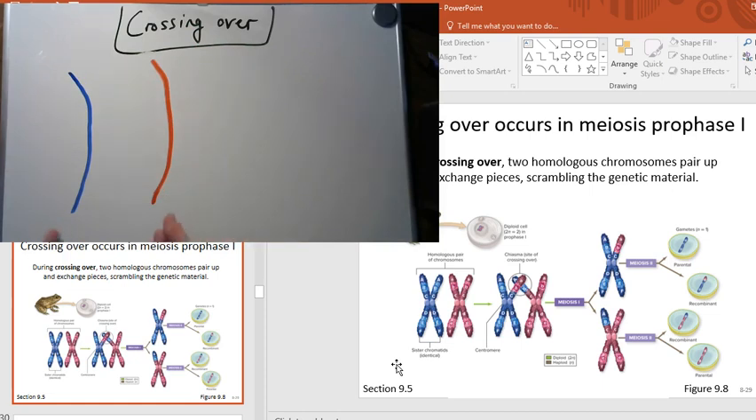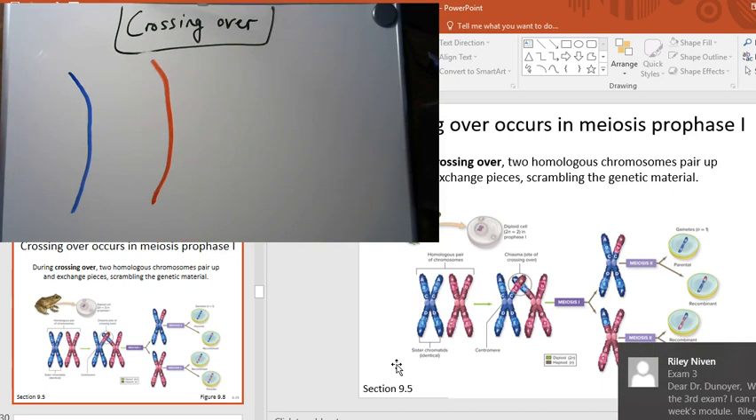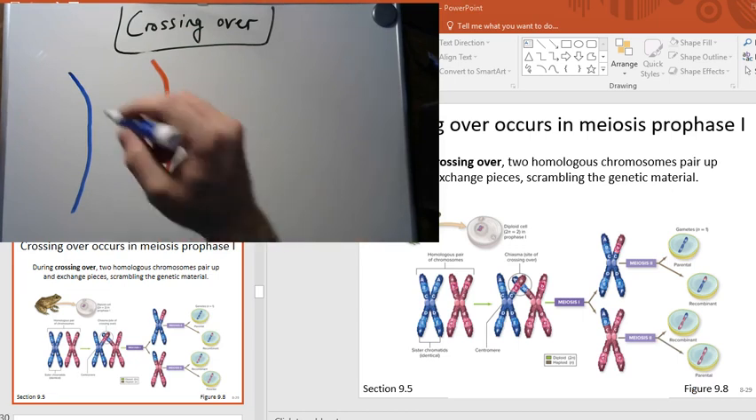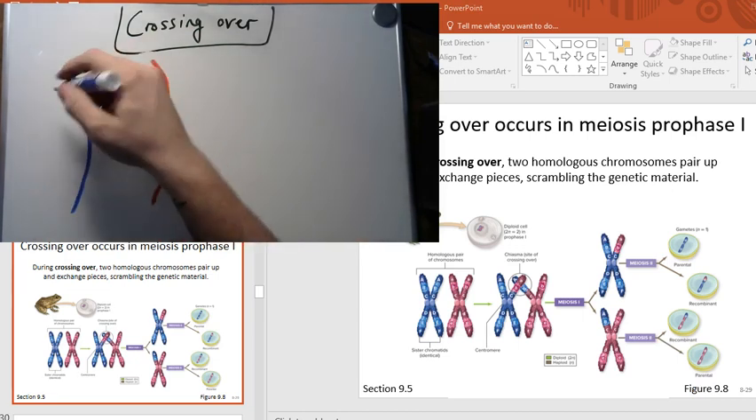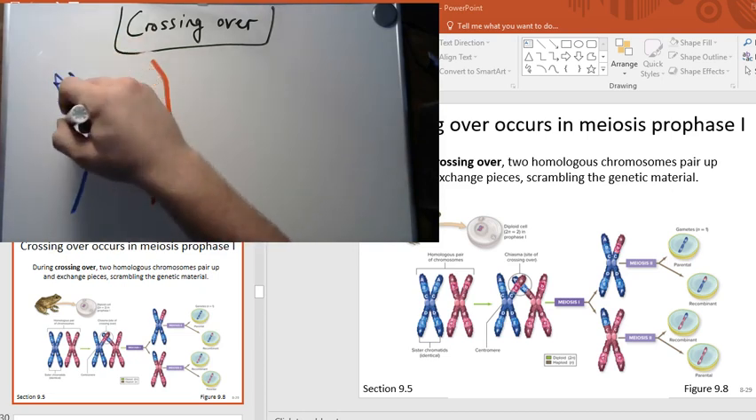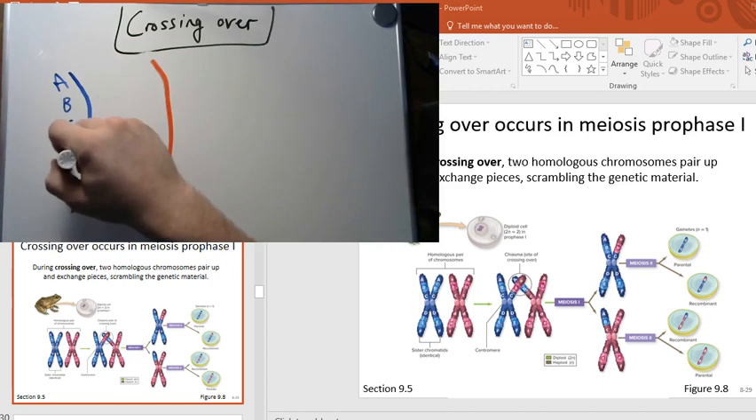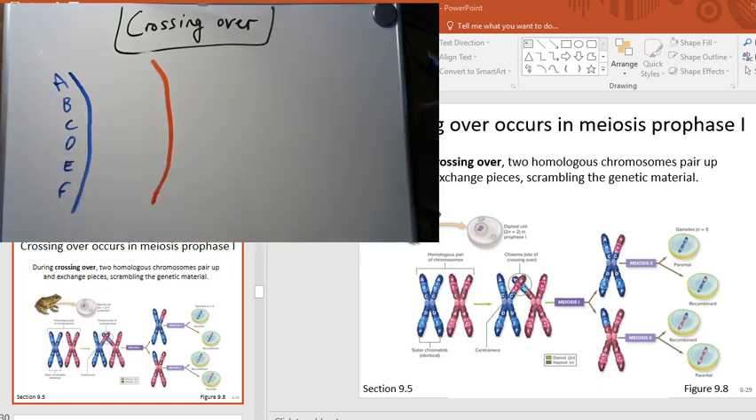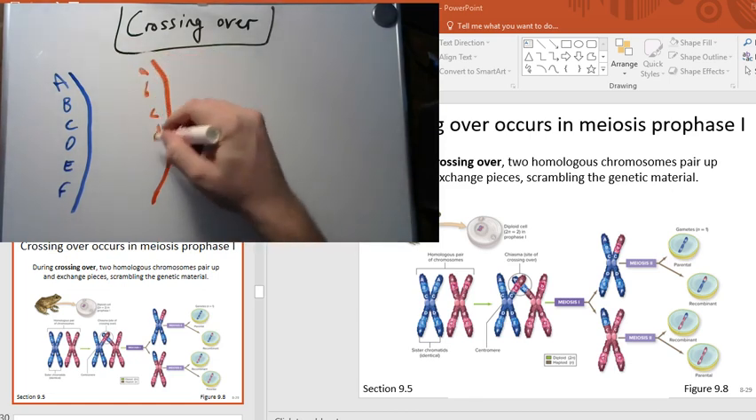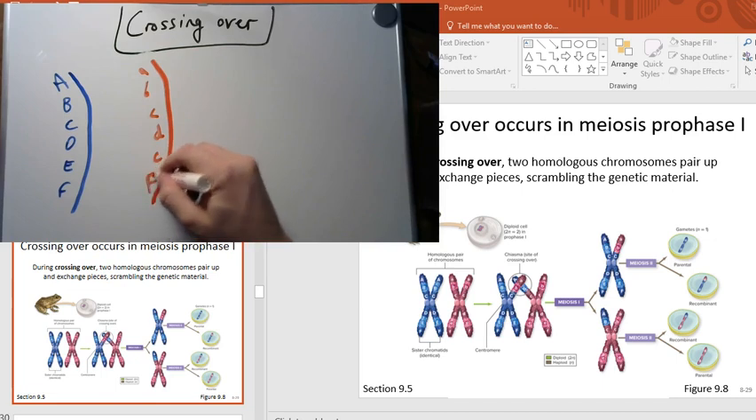And that here is unreplicated. So as they show in that PowerPoint, you see those letters A, B, C, D, E, F. I'm just going to do those like that. And for the mother, it's all recessive. It's a, b, c, d, e, f.